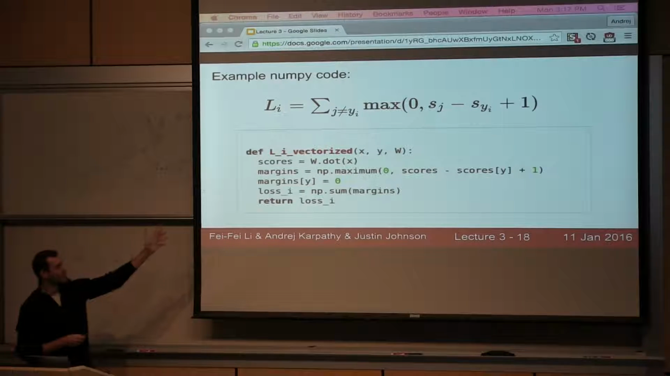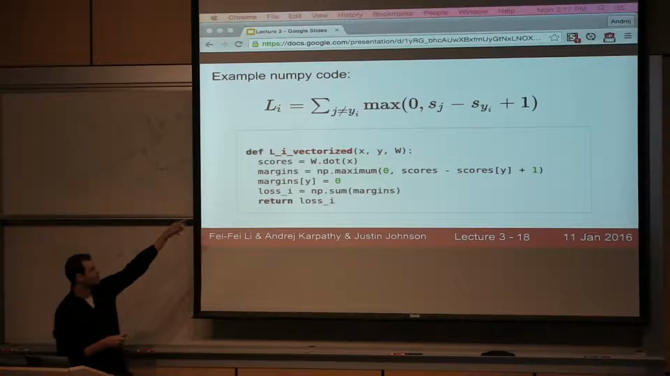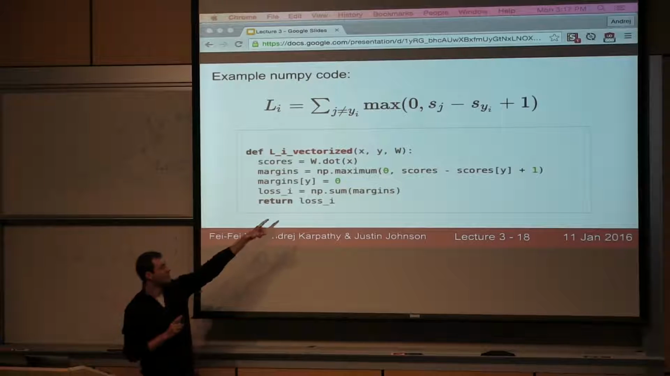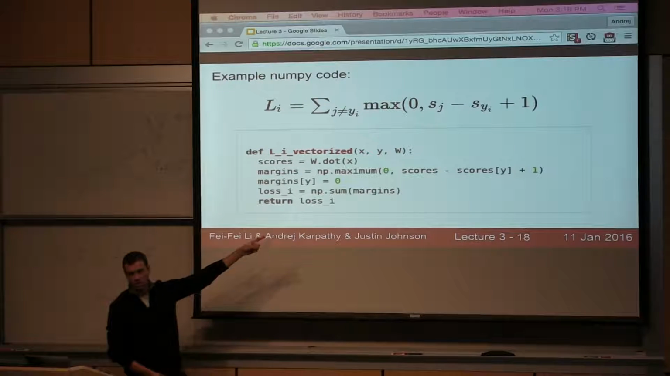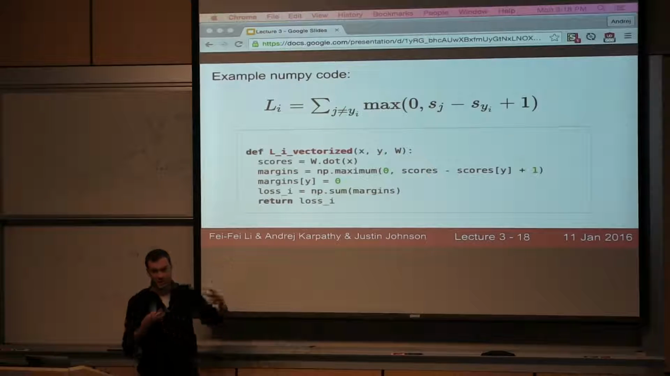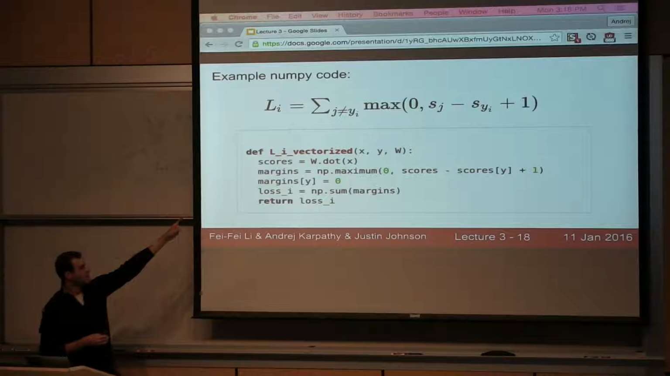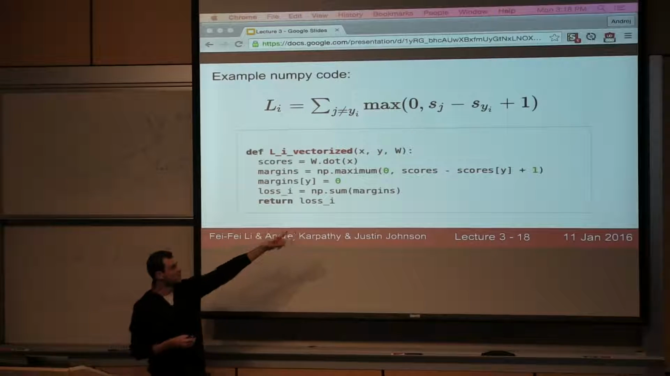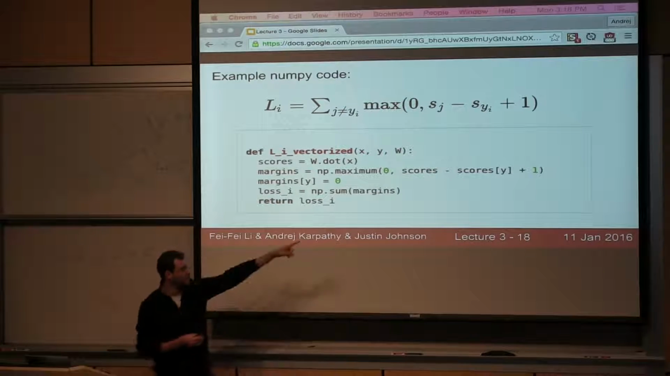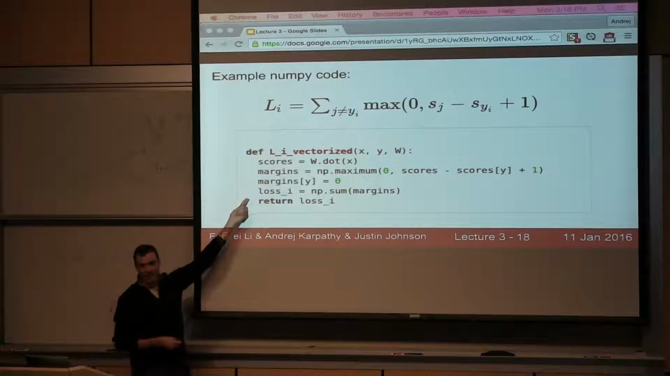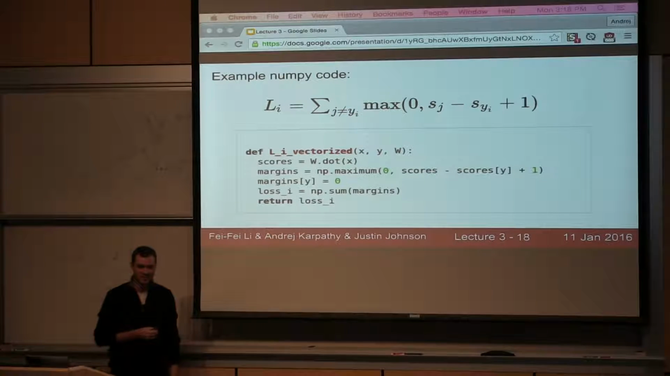So here's some NumPy code for how I would write out this loss function in vectorized NumPy code. Here we're evaluating Li in vectorized NumPy. We're getting a single example here. So x is a single column vector, y is an integer specifying the label, and W is our weight matrix. What we do is evaluate the scores, which is just W times x. Then we compute these margins, which is the difference between the scores we obtain and the correct score, plus 1. So these are numbers between now 0 and whatever. And then see this additional line, margins at y equals 0. Why is that there?